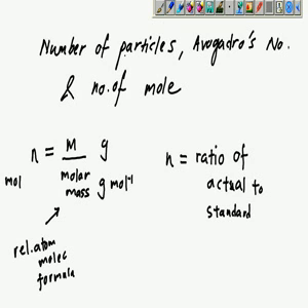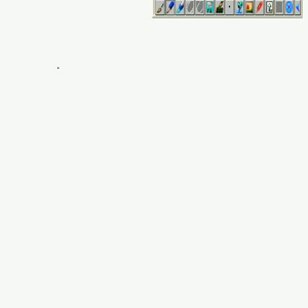Alright, what can we say from here? We can see some facts occurring here. For example, when I say ratio of actual to standard, it's mass over the standard, molar mass. This is the actual one, this is the standard one. So now we are interested to find out in 1 mole, how many number of particles there actually are.